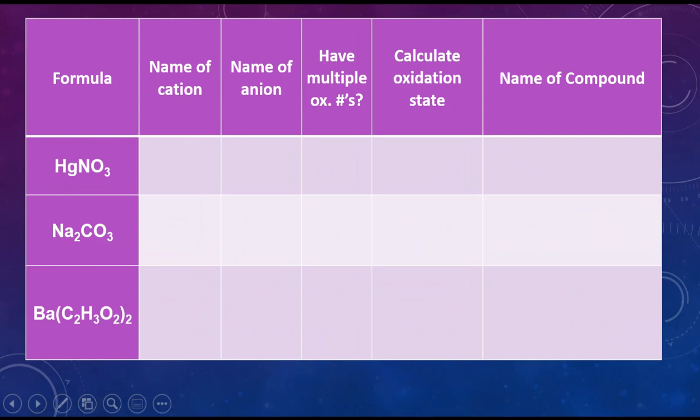HgNO3. What's the name of the cation? That is mercury. Good. Is mercury a multiple oxidation metal? Yes. Very good. And what is NO3? Nitrate. It is nitrate. Good. Now, we have nitrate's charge. What's nitrate's charge?